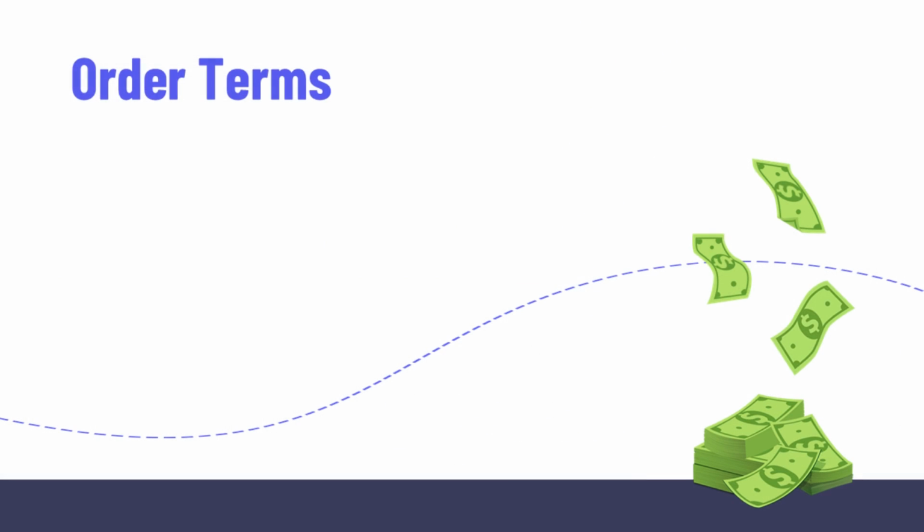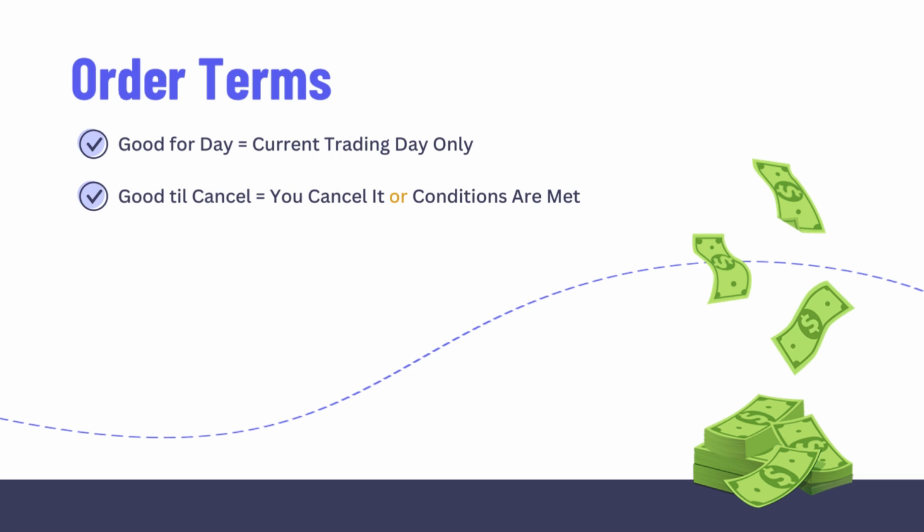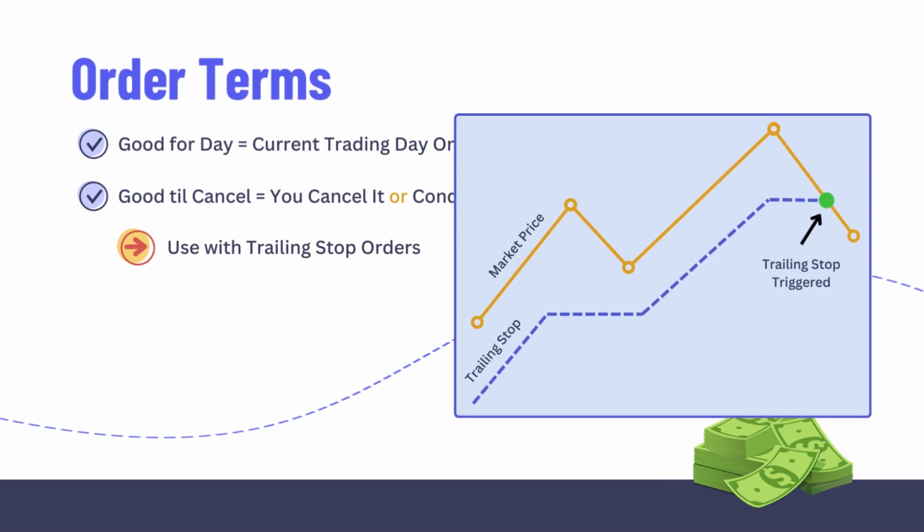There are 3 types of order terms: good for day, good till cancel, and good till date. Good for day means that this order will stay open until the end of the current trading day. Good till cancel means that this order will stay open until either you cancel it or the conditions of the order are met. So if you're using a trailing stop order that you want to keep open for a long time, you'll want to use this option.